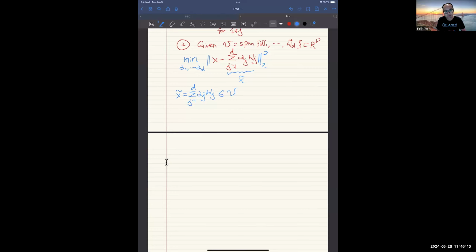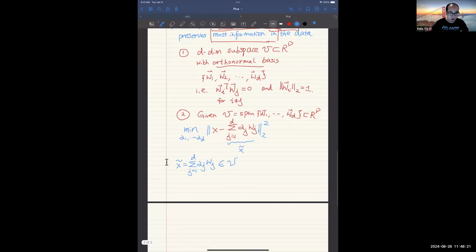All right. This whole problem is, so now we have two problems. The first problem is we need to find the subspace. The second problem is, given the subspace, we need to solve an optimization problem. But fortunately, this optimization problem is quite easy. So this is a simple quadratic optimization.